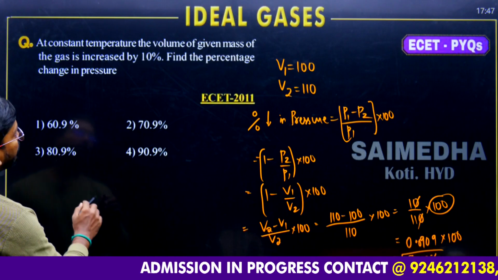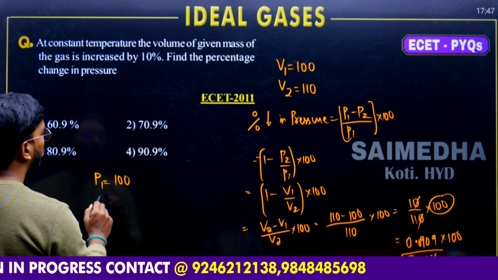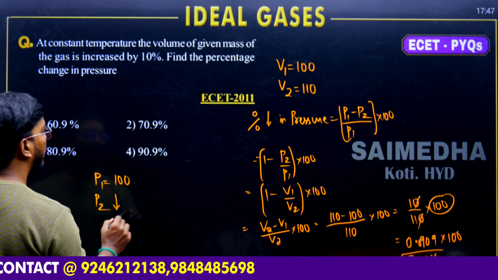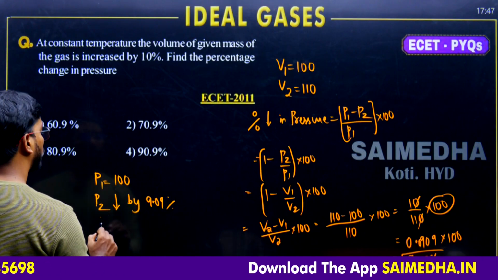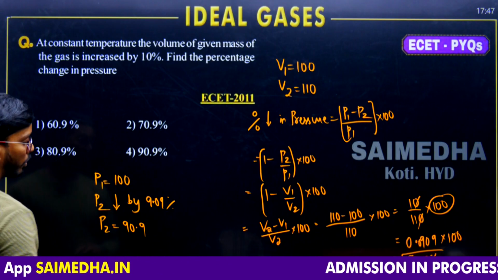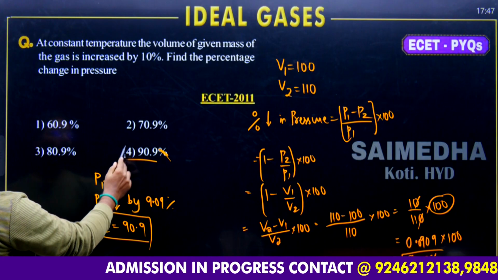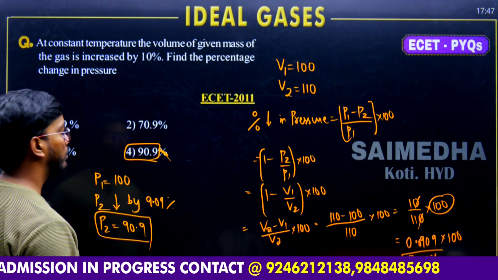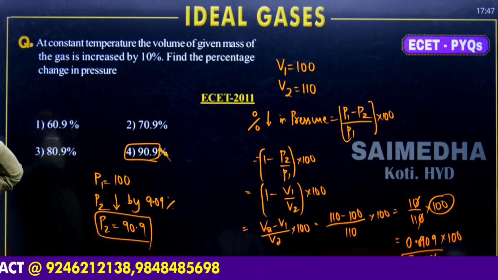So we can assume that pressure P1 is equal to 100. So P2 is going to be reduced by how much percentage? 9.09%. So the P2 value is going to become 90.9. It's not in percentage, but 90.9 is going to become your correct answer. Okay, go through it. Percentage should be 9%.